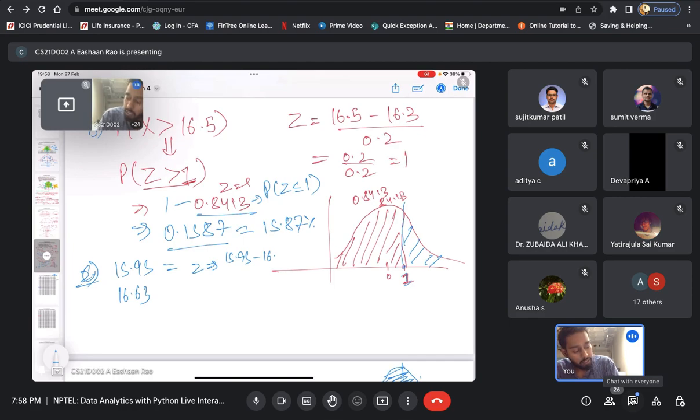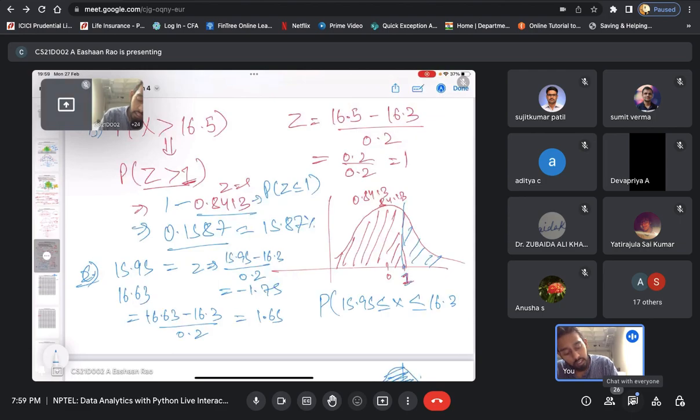16.3, I guess, and 0.02. So it will account for minus 1.75, and the other will be 16.63 minus 16.3 divided by 0.2. It will be like 1.65. So I convert the x values of 15.95 to 16.63 to the z score values of minus 1.75 to plus 1.65. So I need to solve this value.